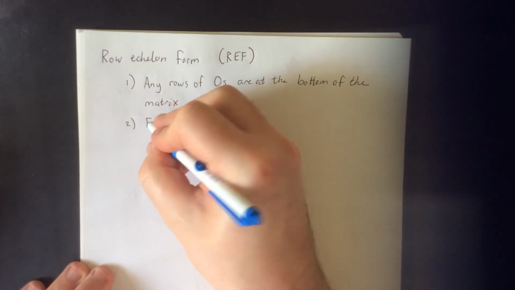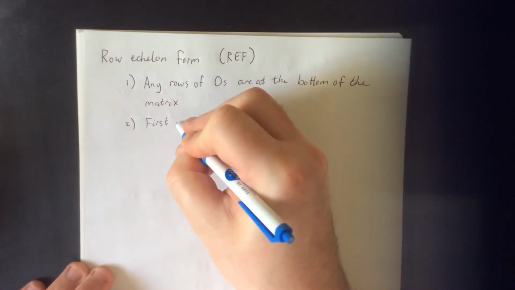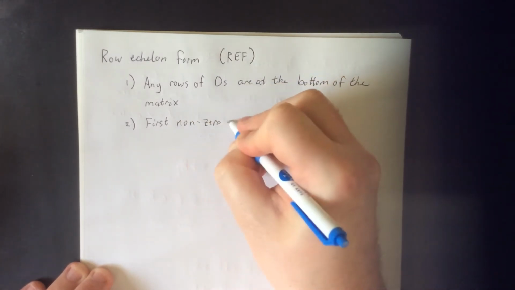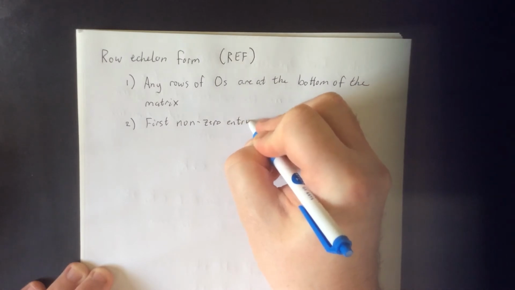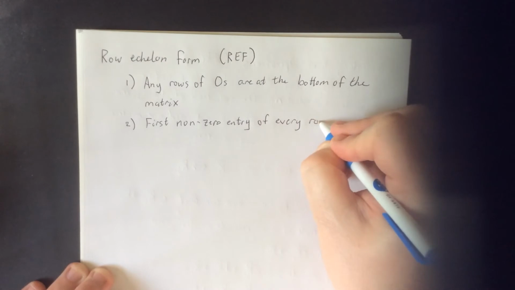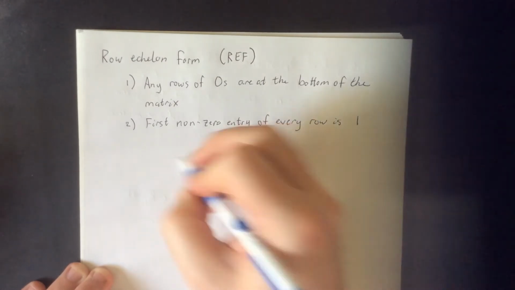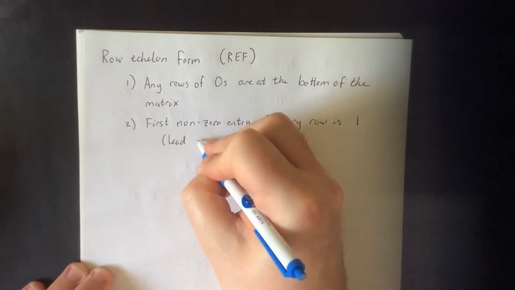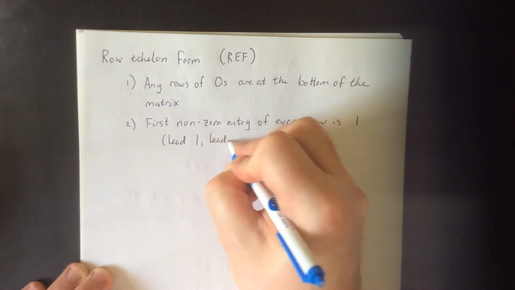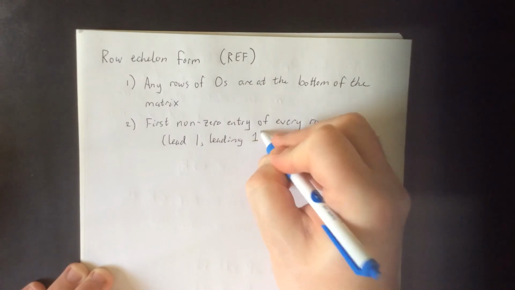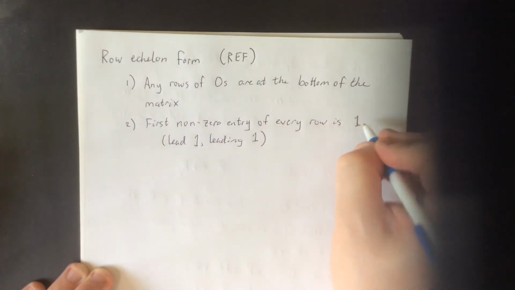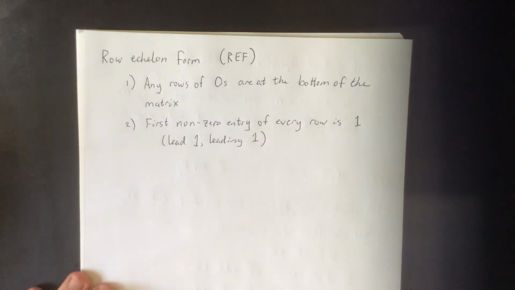Next up, the first non-zero entry of every row is a 1. And that 1 is referred to as a lead 1 or a leading 1. Let's gussy up these ones a little bit, make them look pretty. The lead 1 or a leading 1.